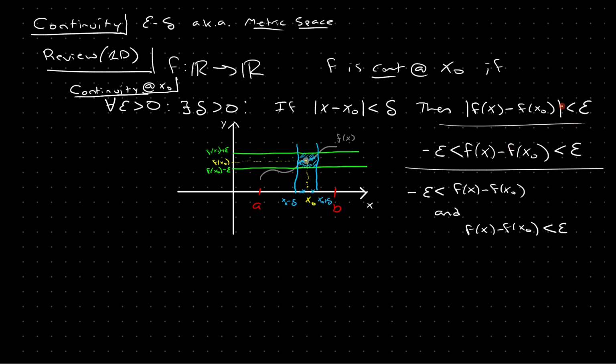So if we replace the condition that the full absolute value has to be less than epsilon with one of these two conditions, we actually obtain the definitions of what's called lower semi-continuity and upper semi-continuity. Essentially, this is the definition of continuous from the left or continuous from the right.